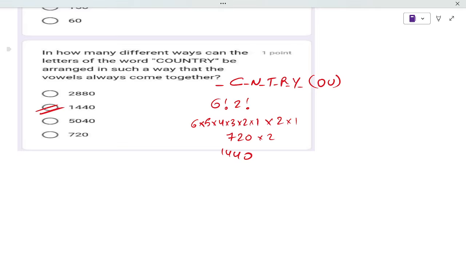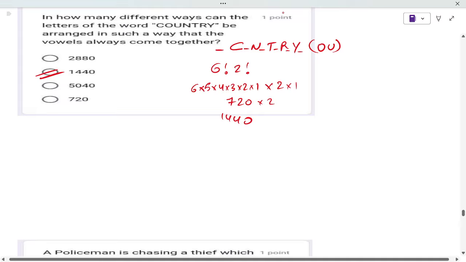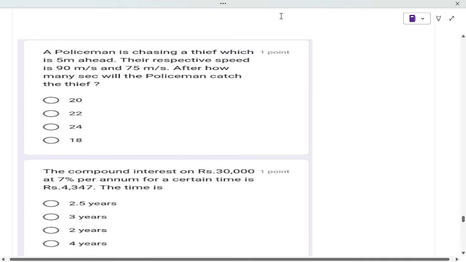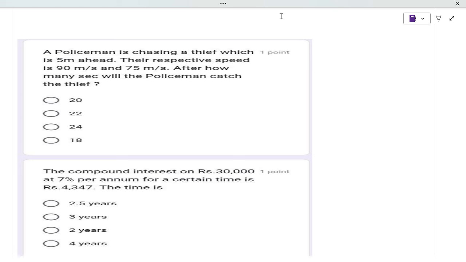If you don't remember factorials, don't worry. 6 factorial is 6 into 5 into 4 into 3 into 2 into 1, that will help you. Okay, for this one: a police is chasing a thief which is 5 meters ahead, their respective speed is 90 this one.